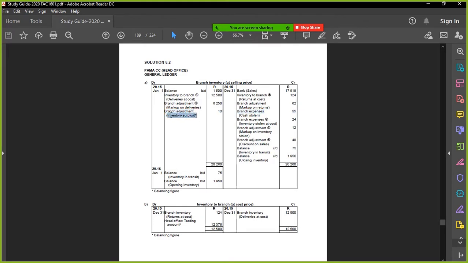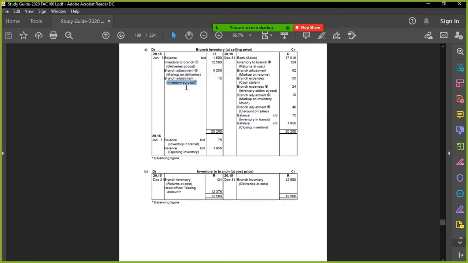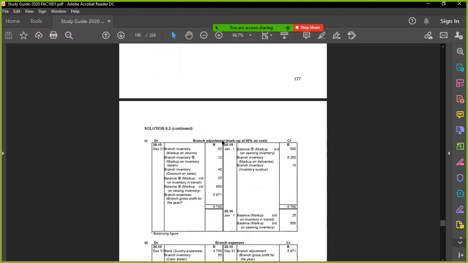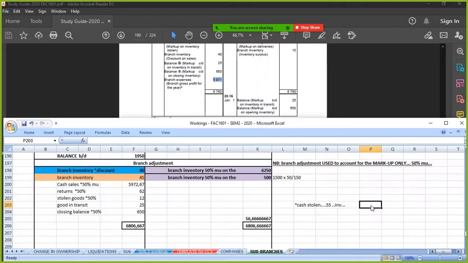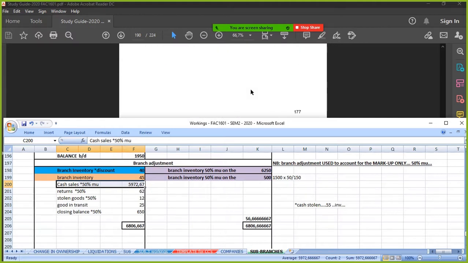Because see, there's an asterisk here, inventory surplus. To me, this is the balancing figure. The balancing figure would be here, but that comes from their branch adjustment account. I see their amount here is different to mine. Why is their figure different? They've shown branch expenses here. Branch gross profit for the year, 5970. Do you see that? I've got 5972. Is their gross profit different?